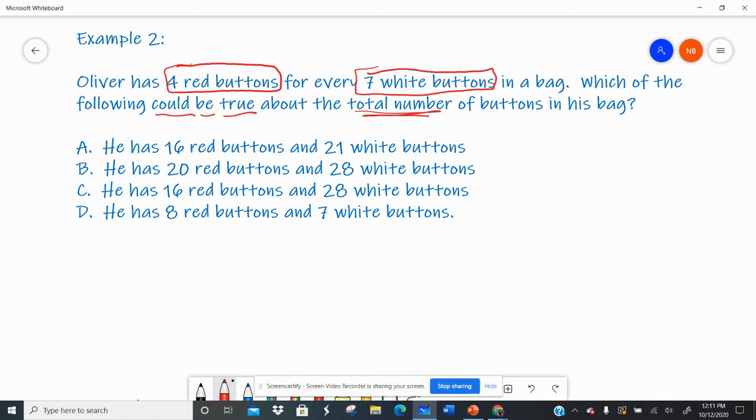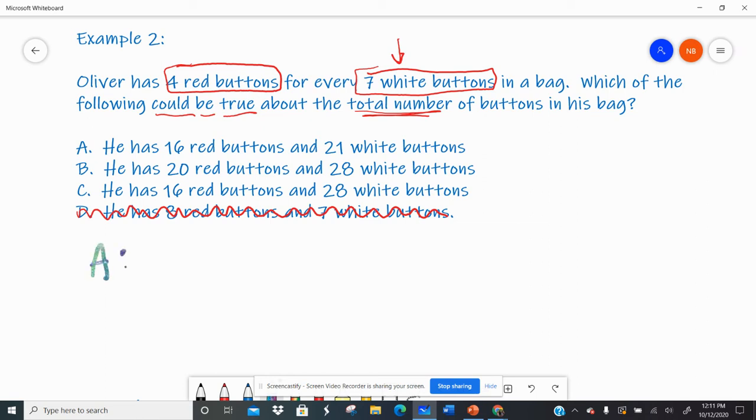Well, I know he has more white buttons than red buttons. So I can totally get rid of D at this point because that one has more red than white. And in my original problem, there's more white buttons than red buttons. So again, multiple strategies. You can use a double number line strategy. You could use common multiplier strategy. So let's try the common multiplier strategy.